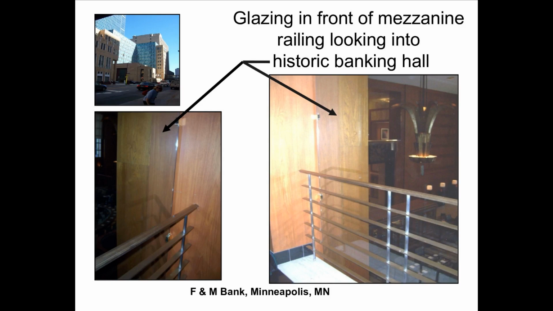Again, this is what it looks like for glazing in front of a mezzanine railing looking into a historic banking hall. It provides the height needed, but also provides the space needed, as those slats are probably more than 4 inches apart.